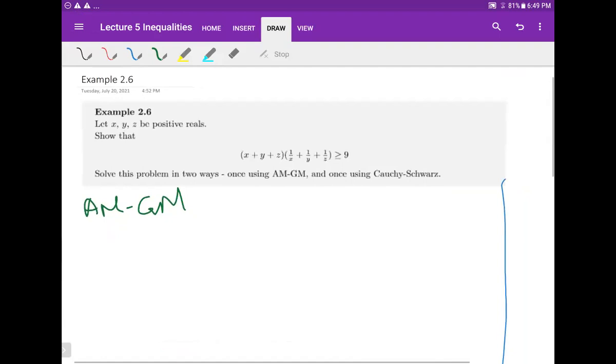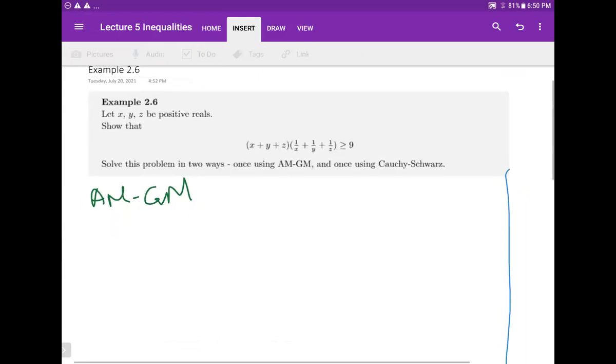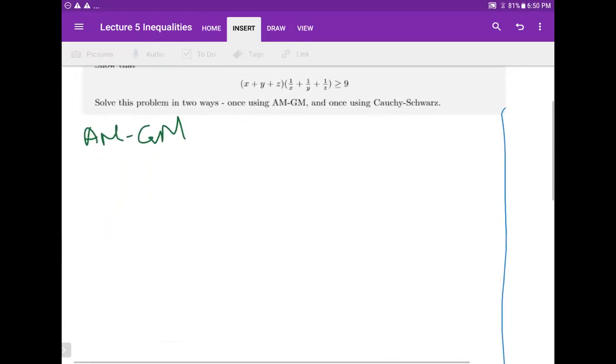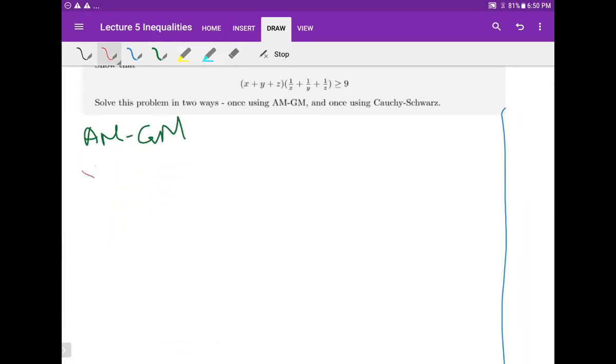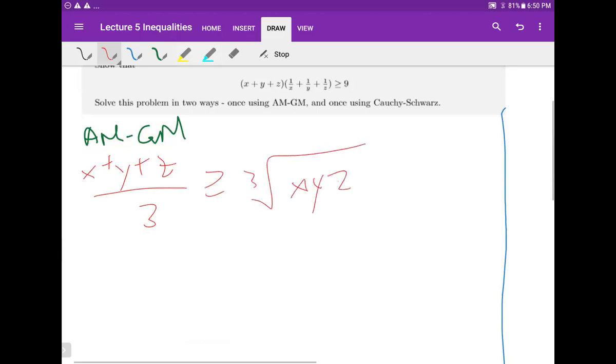Okay, so we want to show that x plus y plus z times 1 over x plus 1 over y plus 1 over z is greater than or equal to 9. So we can do this as follows. We have that x plus y plus z over 3 is greater than or equal to the cube root of xyz, clearly.